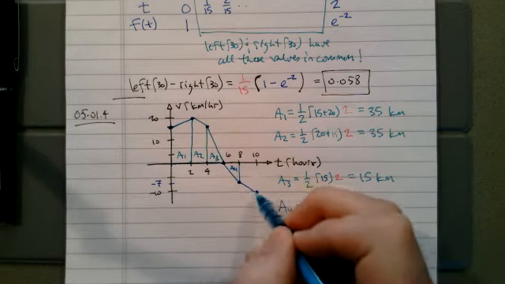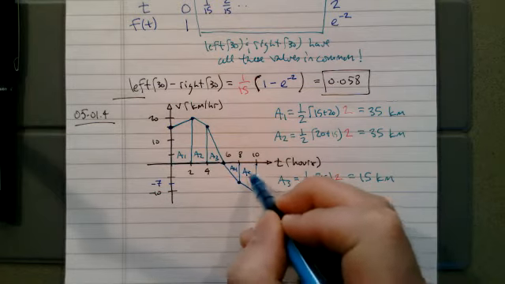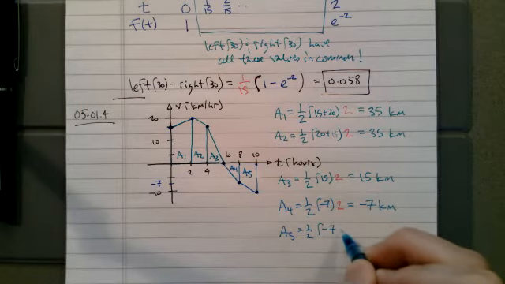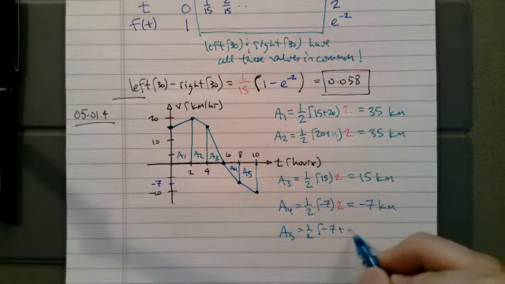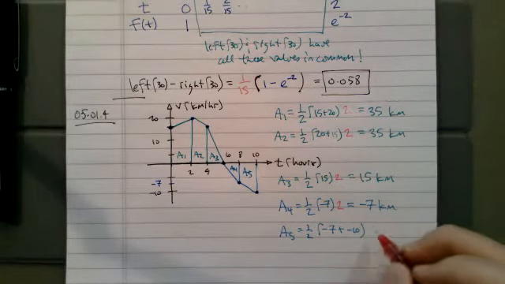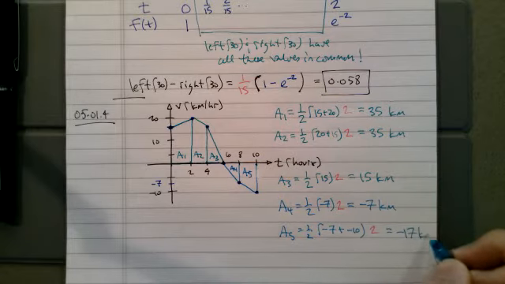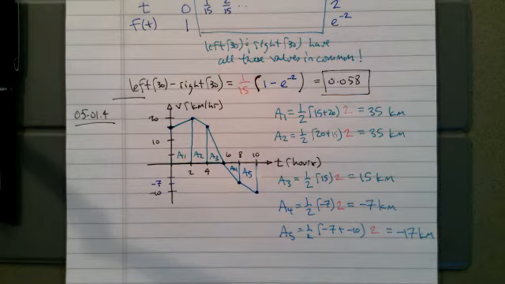And then finally, here's A5, which is back to being a trapezoid. So the average of the bases, -7 and -10, times the height of 2, and we get -17 kilometers. So between hour 0 and hour 6, it looks like we travel 85 kilometers from home. And then between hours 6 and 10, we travel 24 kilometers in the other direction.